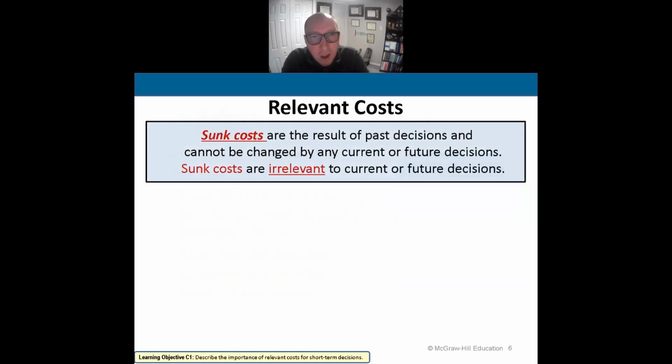So sunk cost. This money I already spent. It's gone. It's sunk. Sunk costs are costs related to past decisions that cannot be changed for the future. It's also irrelevant to future decisions because I already spent it. I can't recover it. It's a sunk cost.